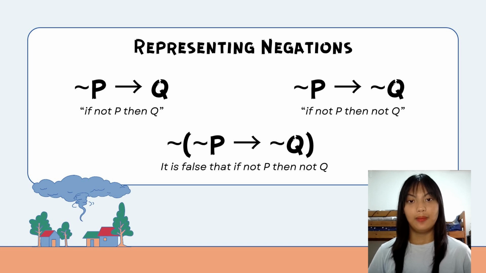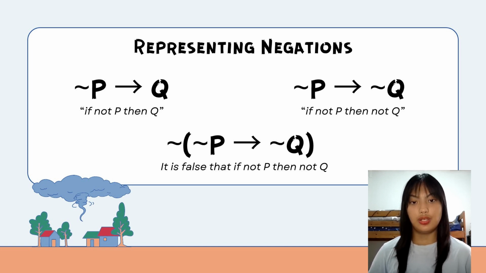You can do the following. This reads if not P, then Q. Or in the case of negating both elements, this reads if not P, then not Q. However, if you negate the compound together with its negated elements, you have to bring back the parentheses. This then reads, it is false that if not P, then not Q.